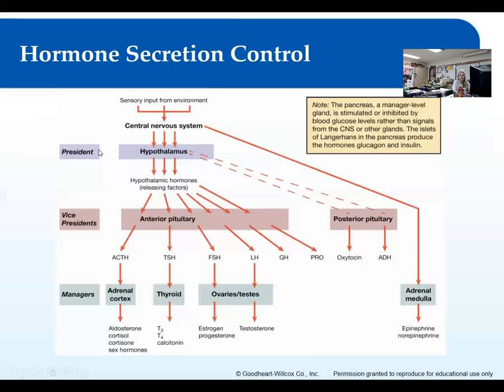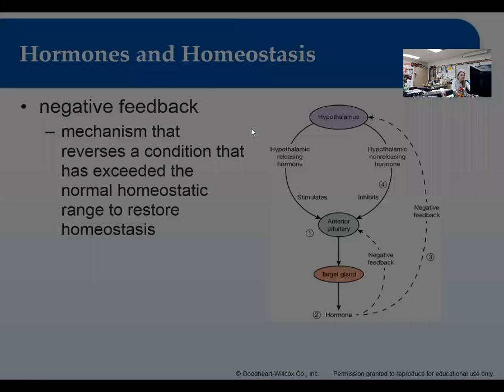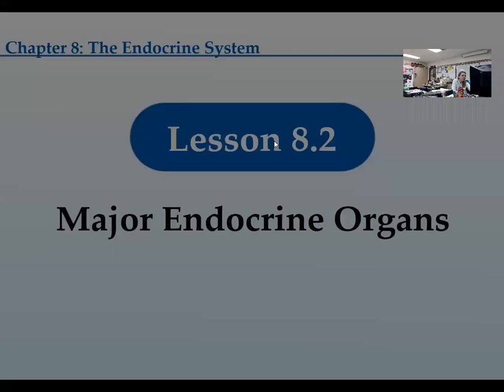The book talks about the hypothalamus as being like the president of our endocrine system. It makes the decisions on everything else that's going on. So look, the hypothalamus has hormones, it says hypothalamic releasing factors. They actually move over to the anterior pituitary. Okay, your pituitary gland, let me see if I can get to it.